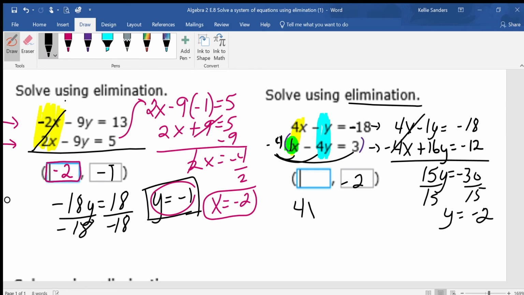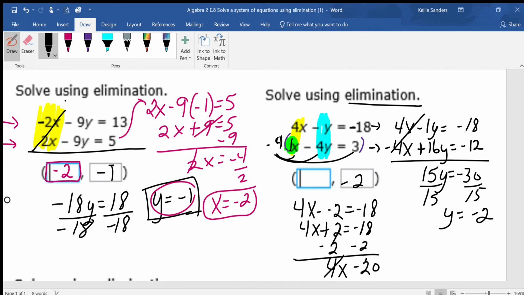So 4x minus y. What's y? Negative 2 equals negative 18. A negative and a negative 2 make a positive 2. And then we're going to take 2 away. And then we're going to divide by 4. And x is negative 5.